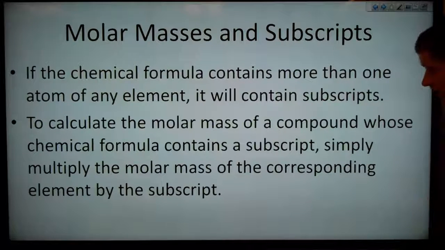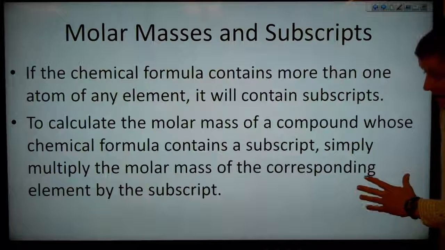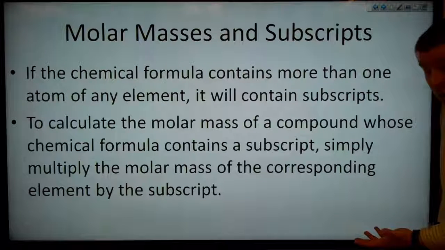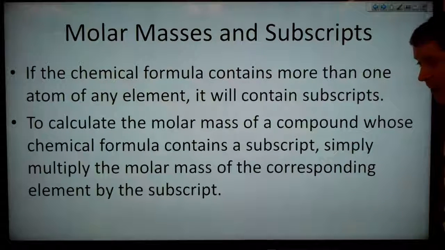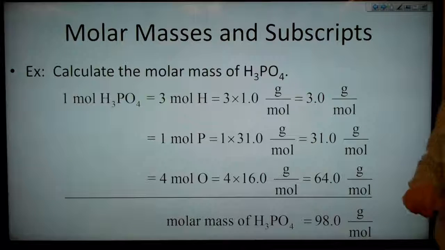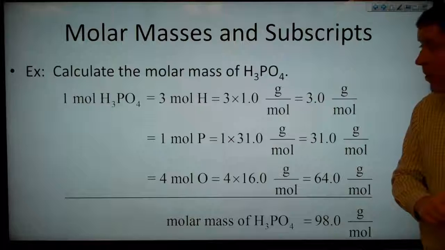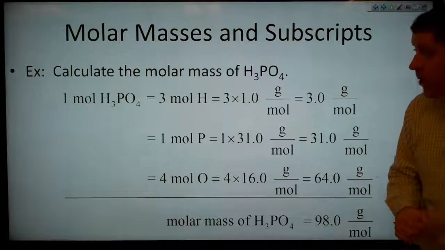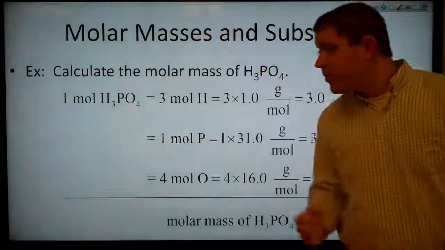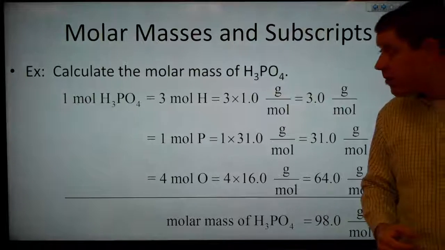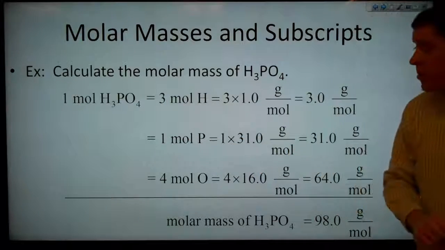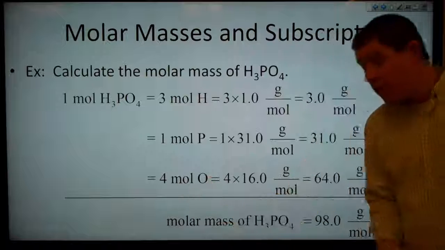If the chemical formula contains more than 1 atom of any element, then it will contain subscripts. And to calculate the molar mass of a compound whose chemical formula contains a subscript, simply multiply the molar mass of the corresponding element by the subscript. For example, for the molar mass of hydrogen phosphate, H3PO4, or phosphoric acid, 1 mole of H3PO4 contains 3 moles of hydrogen, 1 mole of phosphorus, and 4 moles of oxygen.